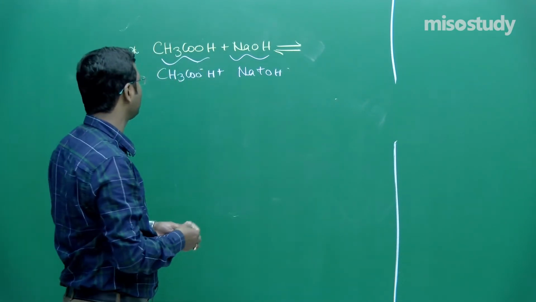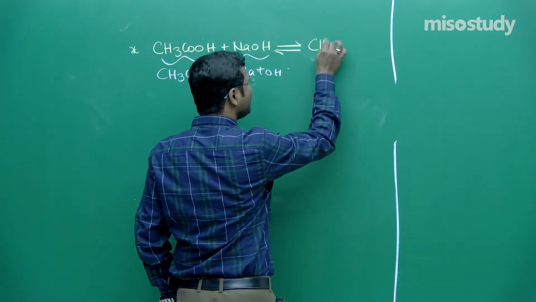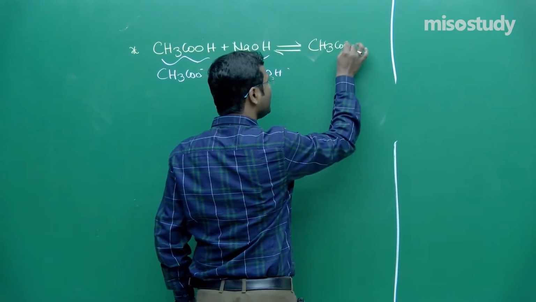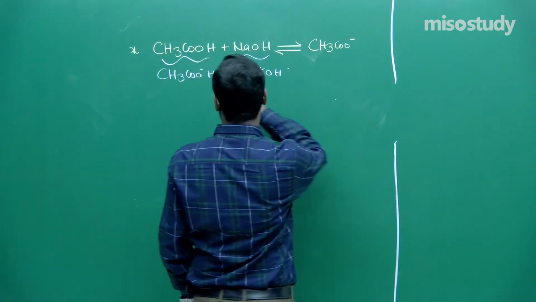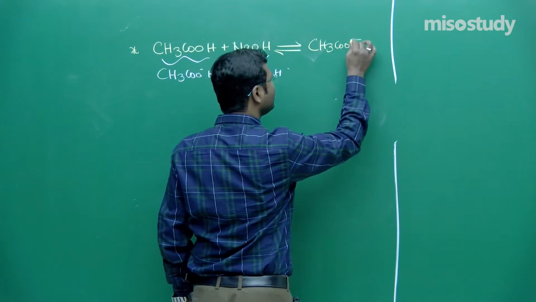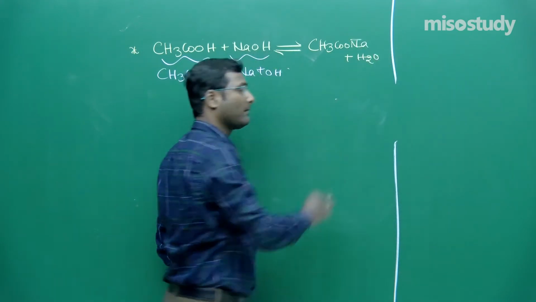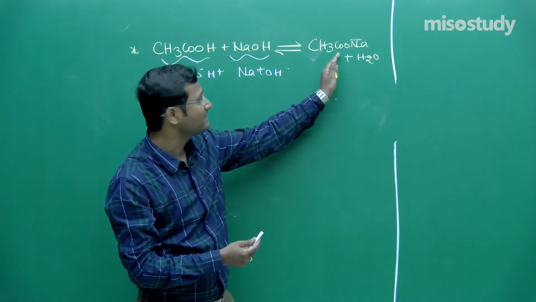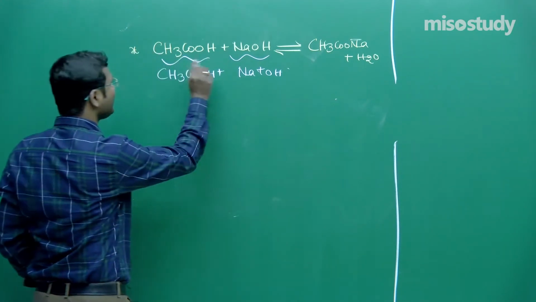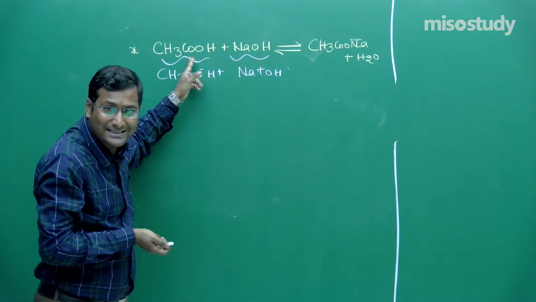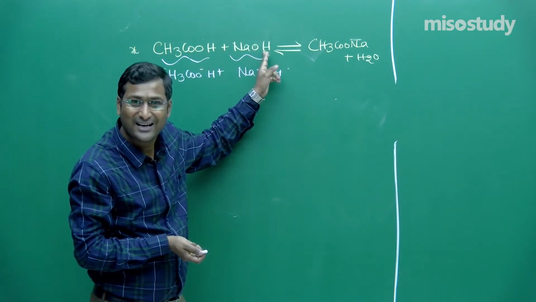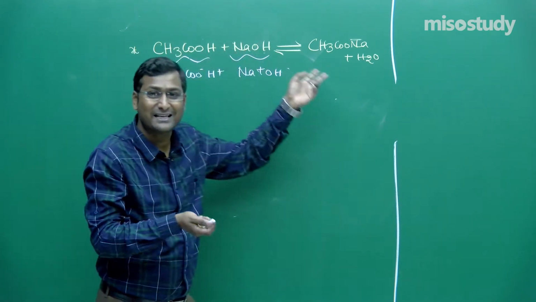Then what is the product in this case? You can write CH3COONa plus H2O. Are you getting this point? Again, this is an example of a salt. You can say, sir, it is a salt of a weak acid and a strong base. Friend, are you getting it? It is a salt of a weak acid and a strong base.